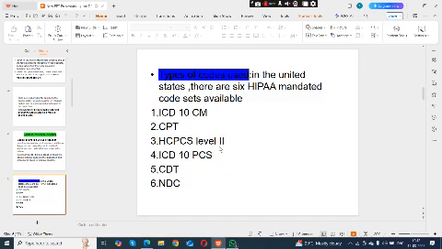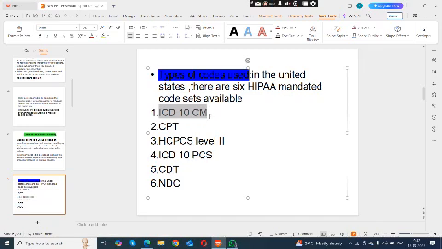So how many types of codes are used in medical coding? Normally in the United States there are 6 types of HIPAA mandated codes, available in 6 formulations. One is ICD-10-CM, which means International Classification of Diseases, 10th revision, Clinical Modification. The second type is CPT codes. CPT is nothing but Current Procedural Terminology codes. And the third one is HCPCS level 2 codes.